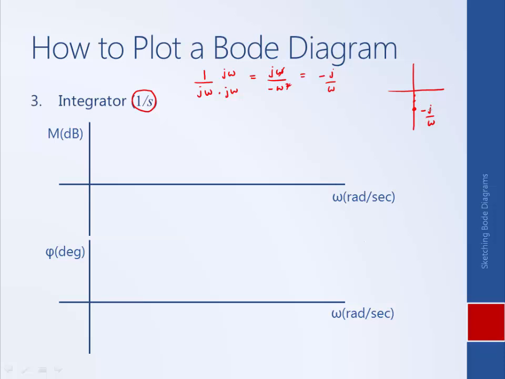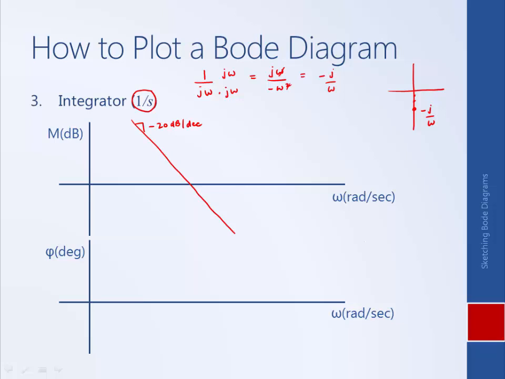The point moves closer to the origin. And so we get something that is linear, like the differentiator was, but with the differentiator, instead of the magnitude increasing with frequency, the magnitude decreases with frequency. And in fact, the slope is exactly opposite. So whereas a differentiator increased at 20 dBs per decade, an integrator decreases at 20 dBs per decade.